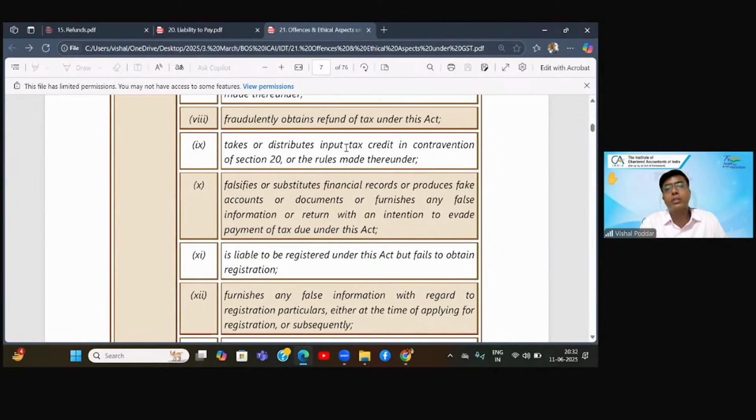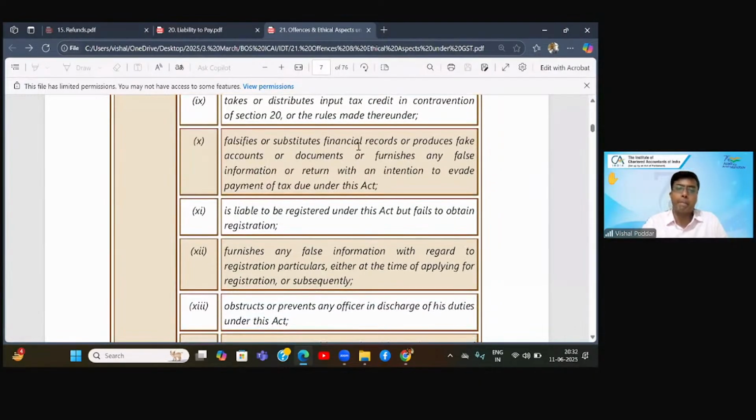Next, takes or distributes ITC in contravention of Section 20, which is the ISD provisions. So ISD provisions allow you to take the tax which is paid by your head office, and the head office will give you the credit using the ISD invoice. But if you have done this wrongly, then there is a contravention. So if the ISD has taken wrong tax or has distributed this wrong tax, that is the input tax, in that case, the ISD will be liable for penalty.